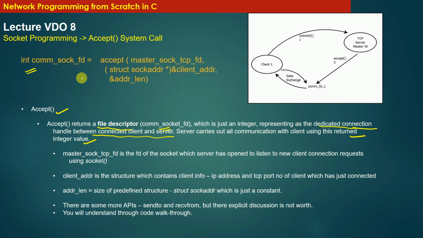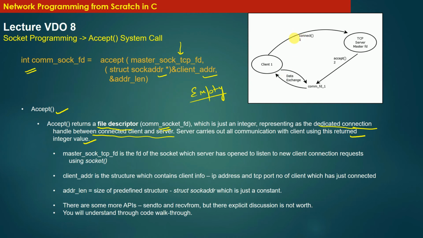The accept system call accepts 3 arguments. The first argument is the master socket TCP file descriptor, which the server has already created when it boots up. The second argument to the accept system call is the pointer to the structure of type struct sockaddr. This structure is defined by standard C API. So the second argument that we pass to the accept system call is actually an empty structure. Empty structure means we do not fill it with any data.